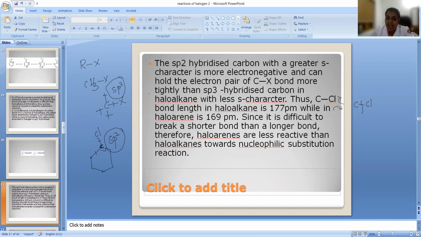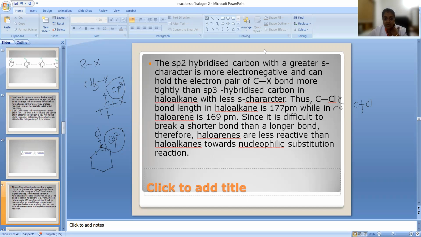Okay. So what will happen? If you compare sp2 hybridization and sp3 hybridization, the s character will be more in sp2 hybridization than in sp3 hybridization. So what will happen? If the s character increases, the electronegativity also increases. So the sp2 hybridized carbon atom with greater s character is more electronegative and can hold the electron pair of the C-X bond more tightly. So it is very difficult to break it.